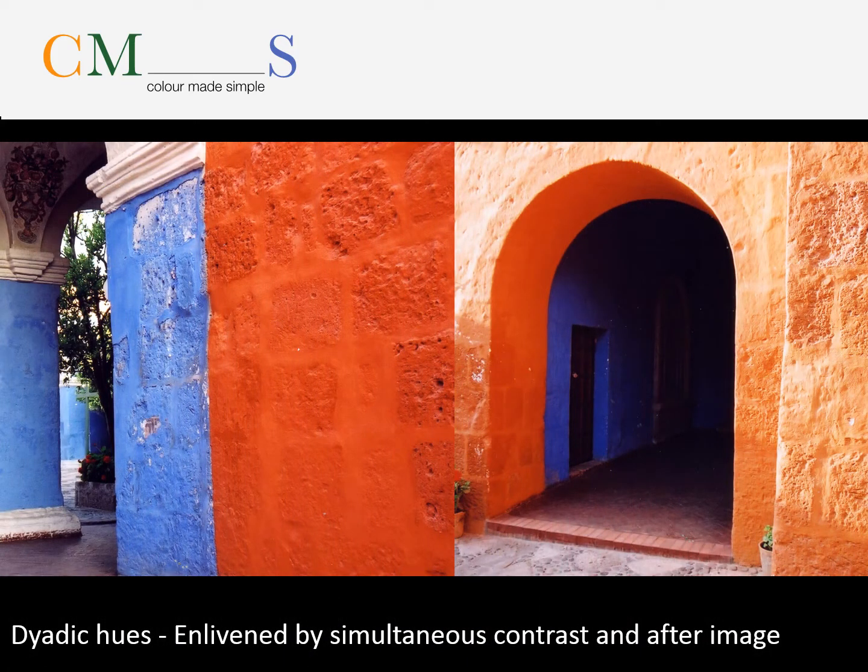Dyadic hues. Two colours, such as colours on opposite sides of the colour wheel, which are considered to be complementary colours, for example red and green, and in this case blue and orange. The striking impact of blue and orange hues in this powerful image of the Monasterio de Santa Catalina in Arequipa, Peru.